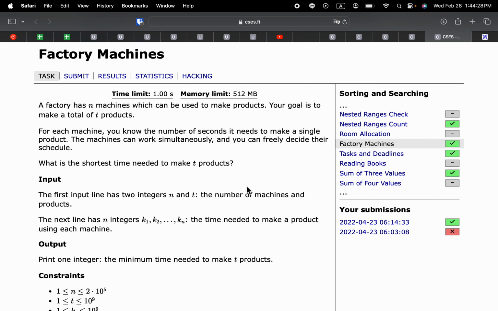Okay, do you guys understand the problem? Well, they can work simultaneously. Yeah. Then don't you just make everything start at once? Yeah, that's a good idea.